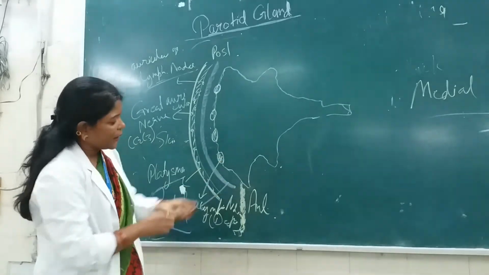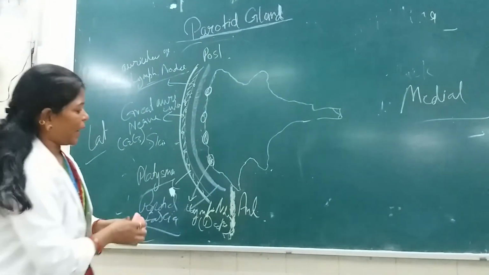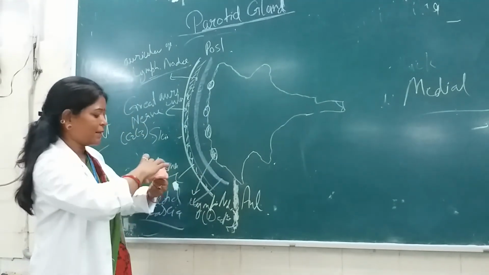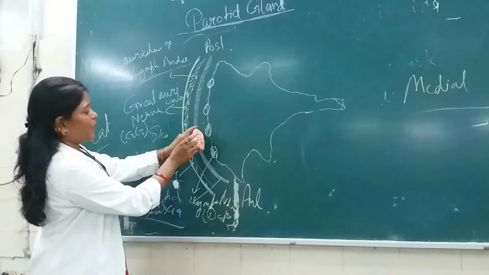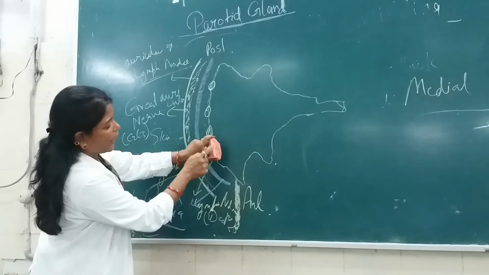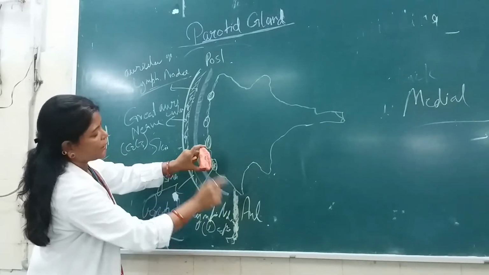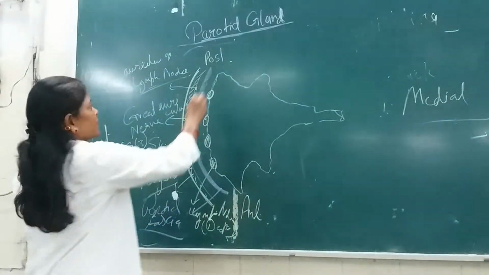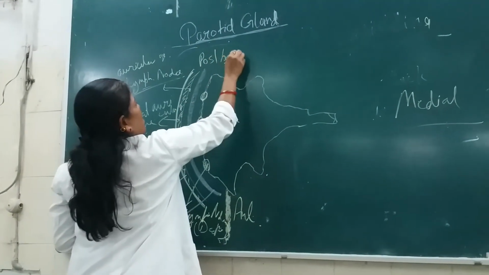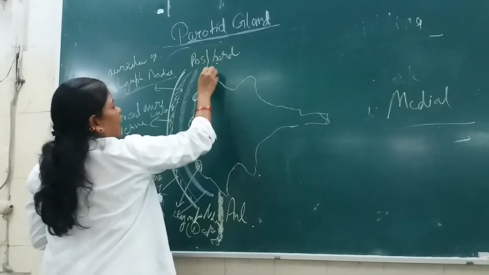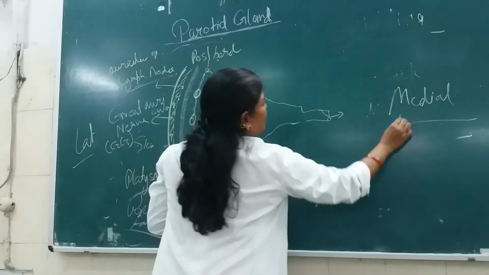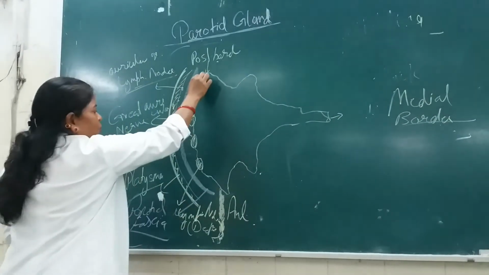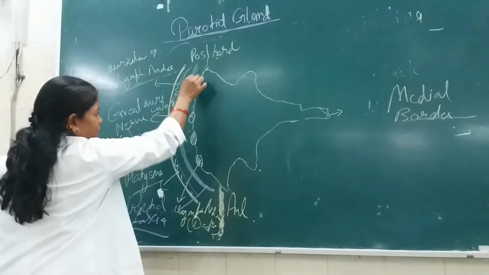This is the anterior border. Look here. That means it is this one, the anterior border, the cut section. This one is the posterior border. This one is the medial border. This is the superolateral surface or the superficial surface.